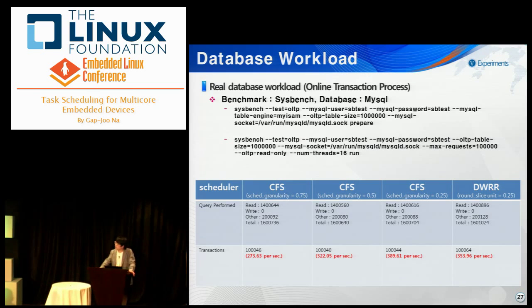DWRR's transactions per second is the second largest among them. An interesting point is that CFS with scaled granularity set to 1.25 milliseconds, which is equal to the round slice unit of DWRR, shows the best performance. Consequently, in the case of a database, which has a lot of small size random I/O workload, a shorter time slice gives better performance. But the overhead with DWRR is slight, I think.